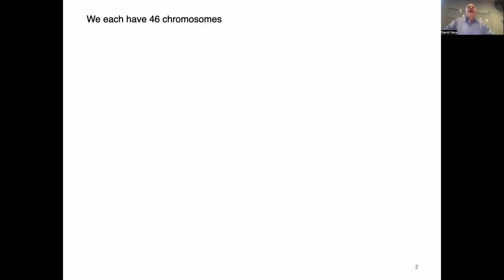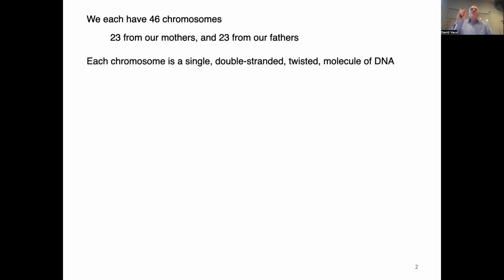humans have. Up until then, it was thought that humans had 48 chromosomes, and once they worked out techniques for banding them, they were embarrassed to find out that we each have 46 chromosomes. We get 23 from our mothers and 23 from our fathers. And now, all of our cells have all 46 chromosomes except the red cells, and each chromosome is a single double-stranded twisted molecule of DNA. So it's just 46 molecules of DNA that we have within each of our cells.